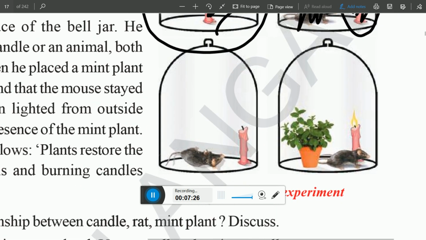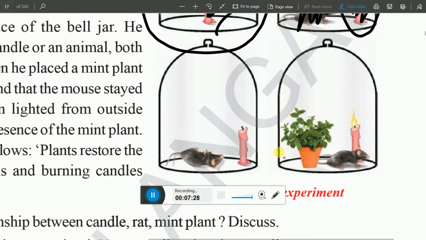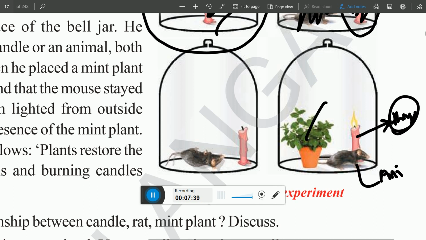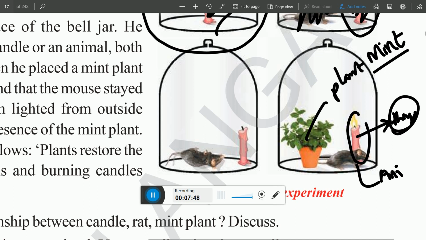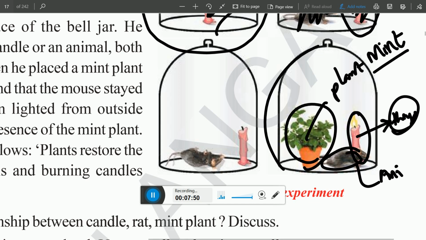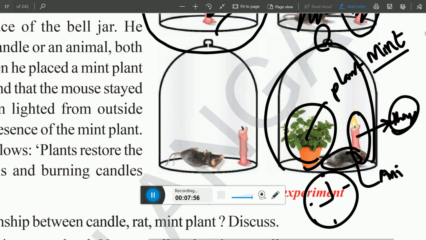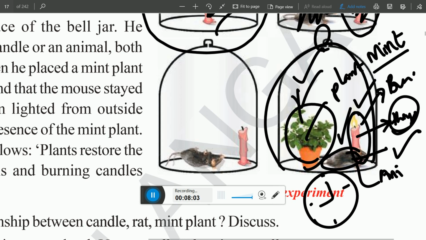Then what happened? Third step, you can see that he thought that it's a non-living thing, it's an animal, it's a plant. Which plant you remembered already? The mint plant. He used a candle, rat, mint plant and closed this bell jar. After some time, what happened? All were alive. That means the candle is burning, the rat is alive, the plant is okay.